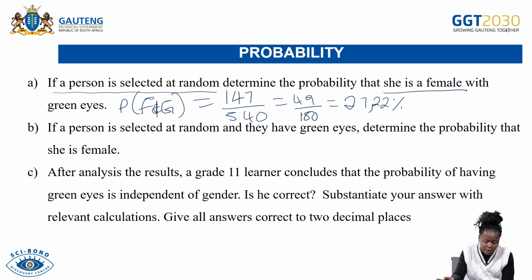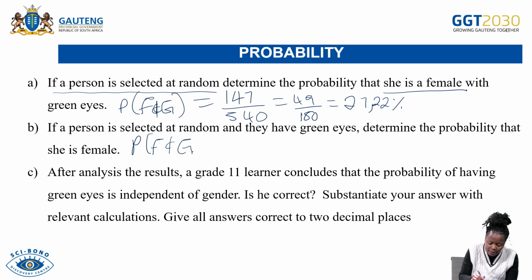So B, if a person is selected at random and they have green eyes, determine the probability that she is female. So female with green eyes. So if you'll notice something here, you are now selecting people, you are now selecting a person from where?